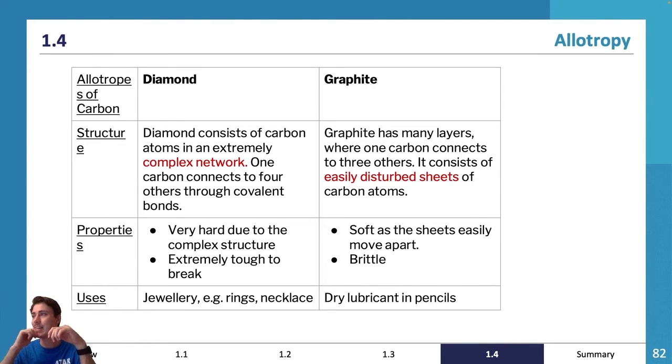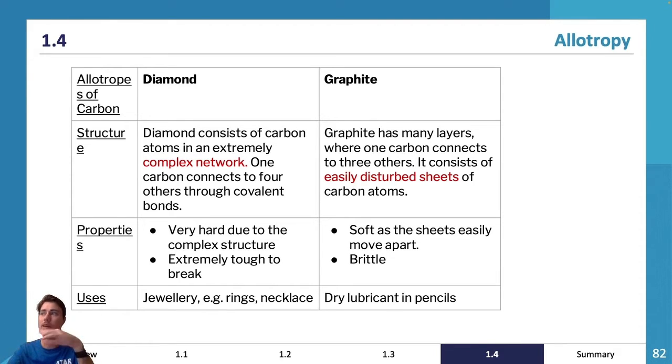Graphite, on the other hand, is still strong, but it's brittle. So if I smash a piece of graphite, it'll explode, whereas if I smash a diamond, it's probably not going to do anything. Nothing's going to happen. So as you can see here, graphite has many layers where the carbons connect to 3 others.